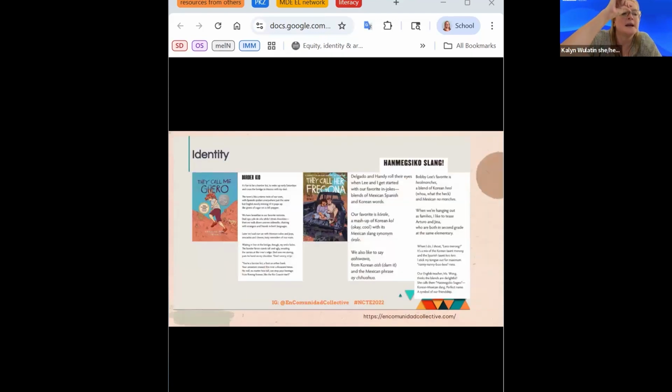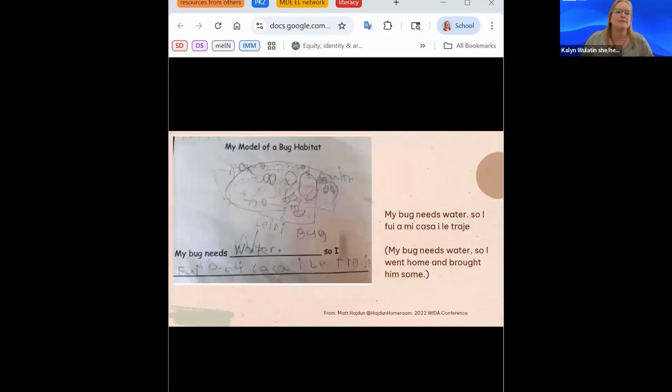Some more things around identity. There's a great book, They Called Me Wero, and that's written bilingually, and you can see some other things here as well. All of these are examples from En Comunidad. Here's an example of a first grader, and one thing I want you to see in here is a lovely sentence frame. We're always recommending sentence frames in our work with multilingual learners and actually to provide accessibility for all learners. So what she's saying here is, my bug needs water, so I fui a mi casa y le traje. So my bug needs water, I went home and brought some, right?